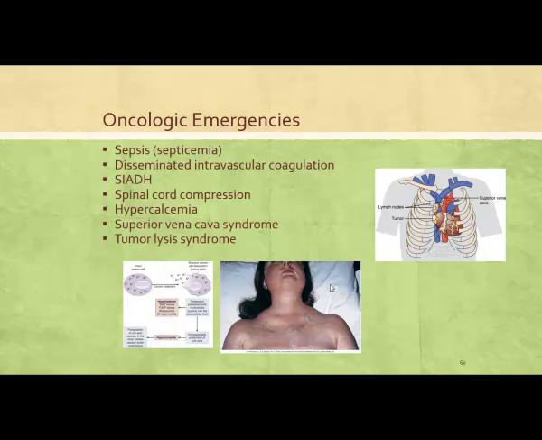Utilization of demeclocycline. And that inhibits the effects of antidiuretic hormone on renal tubules. Getting labs, getting serial sodiums so we know what their sodium level is doing.